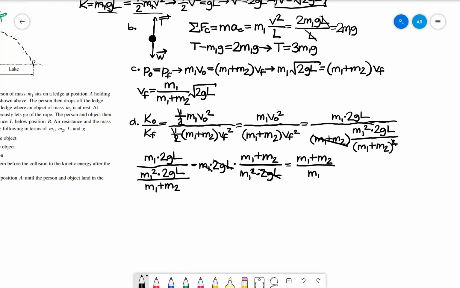So we have more initial kinetic energy, but what's kind of cool to me is that this ratio is only dependent on the masses of the objects. It's not dependent on the length of the rope, and it's certainly not dependent on the speeds. And looking at the equation, if m2 was 0, so basically there's no collision, then m1 over m1 would be 1, so energy would be conserved. In this case, m2 is non-zero, so we don't have energy being conserved.